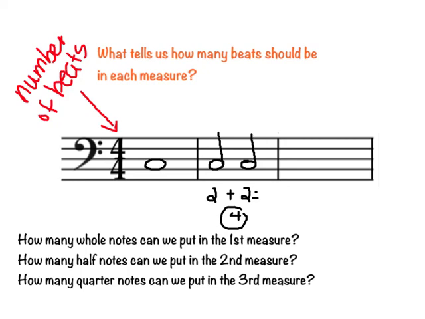How many quarter notes can we put in the third measure? 1, 2, 3, 4. Since they are 1 beat apiece, 1 plus 1 plus 1 plus 1 equals 4. So the number of beats in this measure matches the top number of the time signature. If you guessed this, you are correct.